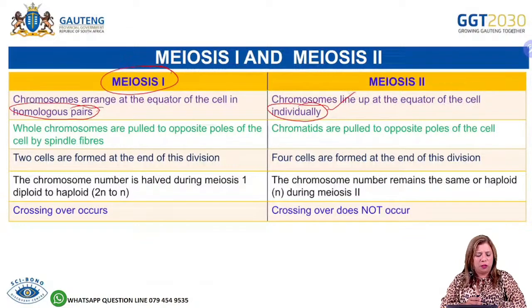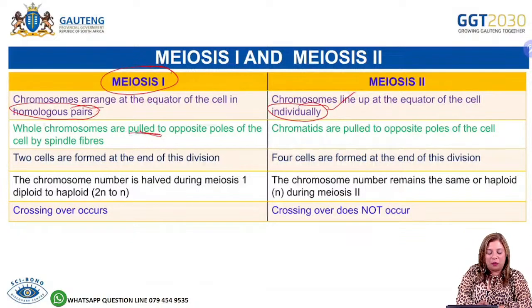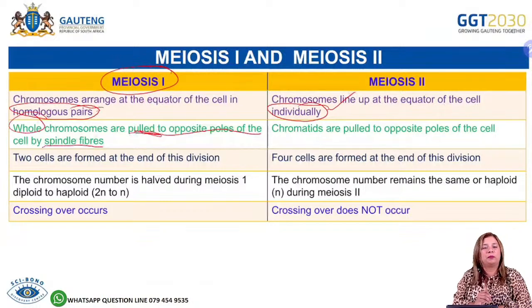What is the difference between meiosis 1 and meiosis 2 when it comes to the next one? Whole chromosomes are pulled. The moment I hear the word pulled, I think they're moving apart. Anaphase, you remember that? Whole chromosomes are pulled to opposite poles of the cell by the spindle fibers. Remember we spoke about the fact that spindle fibers contract or become shorter. And when they become shorter, they pull the chromosomes to opposite poles.